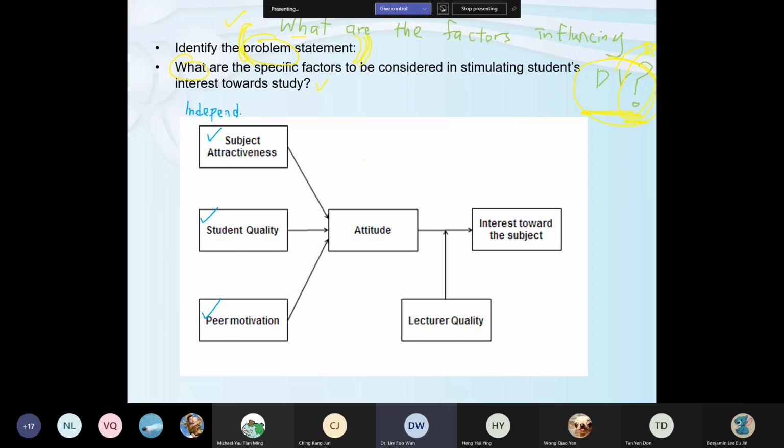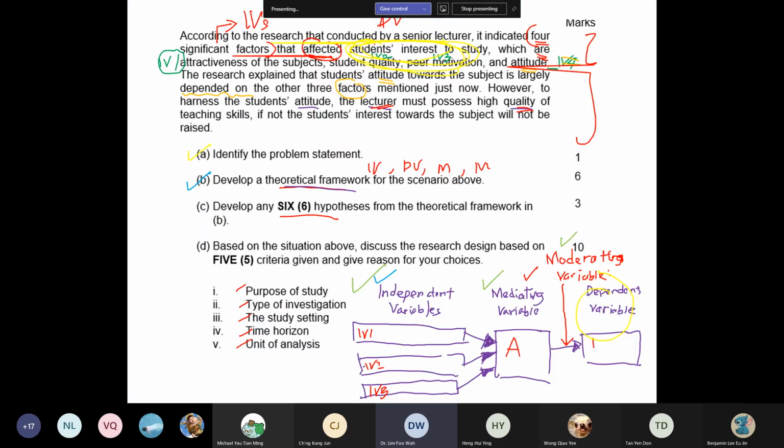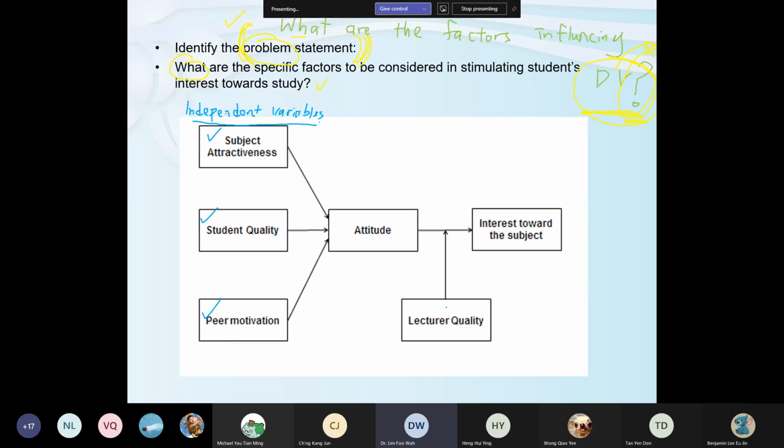independent variables. Remember to write an S here. Show us that you understand. Subject attractiveness, student quality, peer motivation is categorized under independent variables. Then draw a line. Attitude, you already know, will be your mediating variable. When you draw this, some students are over-excited because they know how to answer the question, but they forget to write that this is categorized under mediating variable. Write down this is mediating variable.